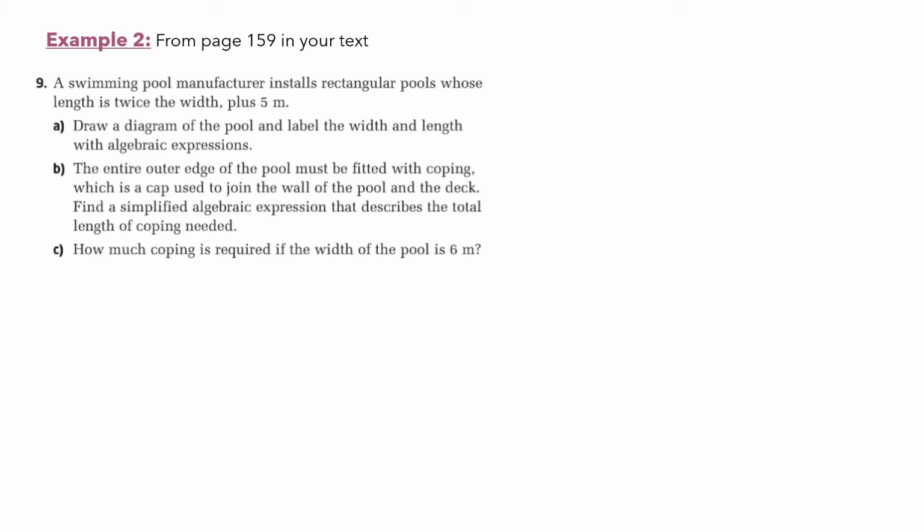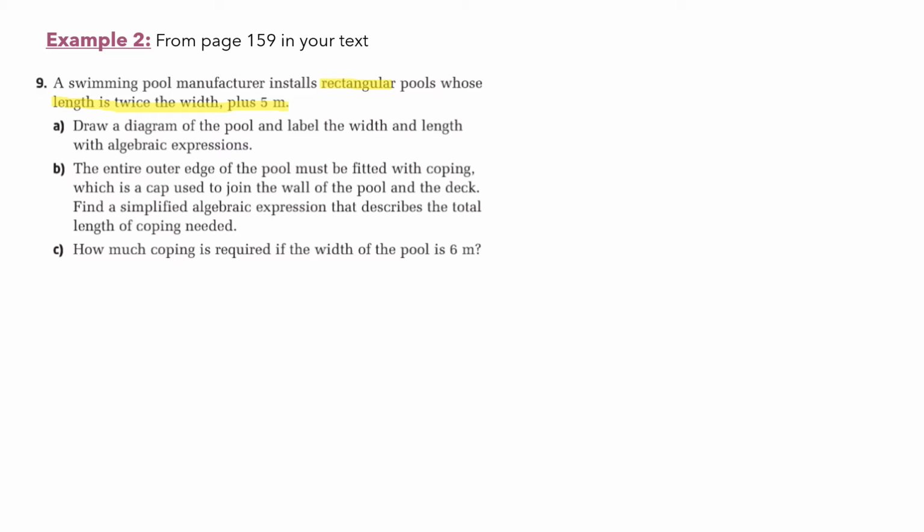Example 2, and this is our second and our last example. This one comes from your textbook. A swimming pool manufacturer installs rectangular pools whose length is twice the width plus 5 meters. Okay, so we first need to understand everything. We understand this part where someone makes swimming pools and they install them and they're rectangular. That's important. Their length is twice their width. So if you want to highlight, the word rectangular is important, and also length is twice the width plus 5 is important.